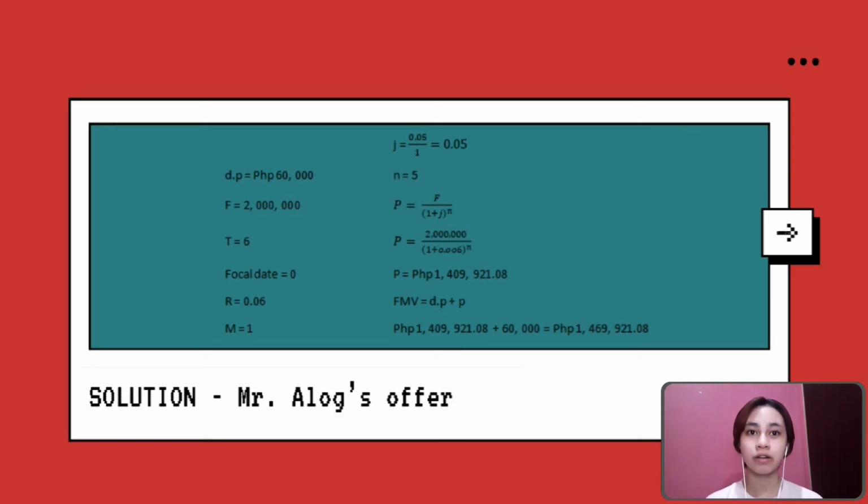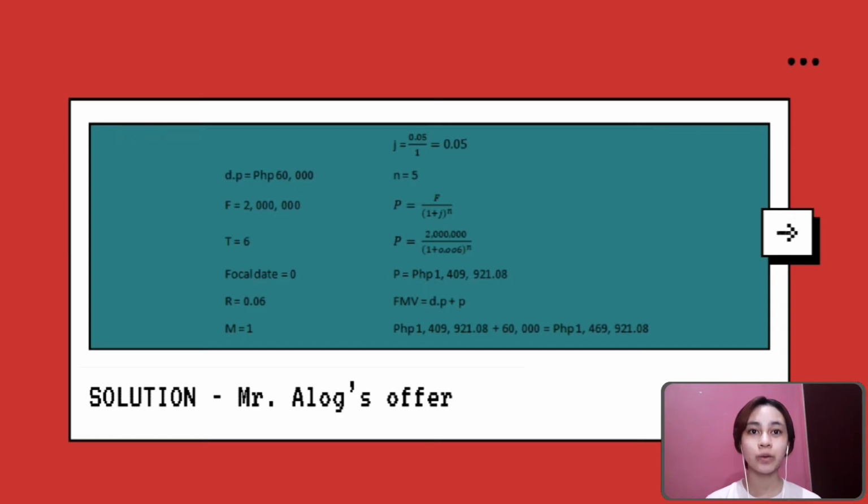For Mr. Alog's offer, the down payment is 60,000 pesos, future value is 2 million pesos, nominal rate is 0.06, term is 6, and the conversion period is 1. The value of n, or m multiplied by t, is 6, and the j value is 0.06 over 1. The formula to be used is P = F over (1 + j) raised to n. Substituting the values, P = 2 million over (1 + 0.06) raised to 6.